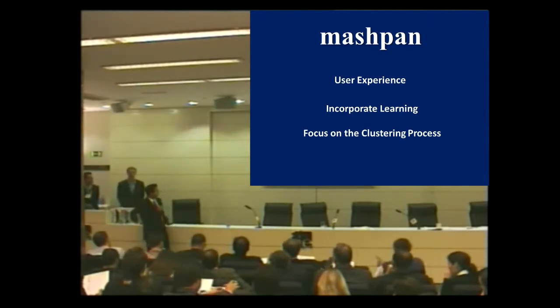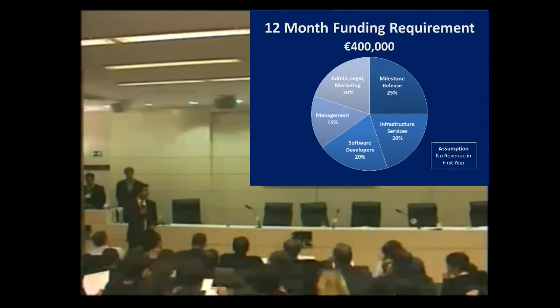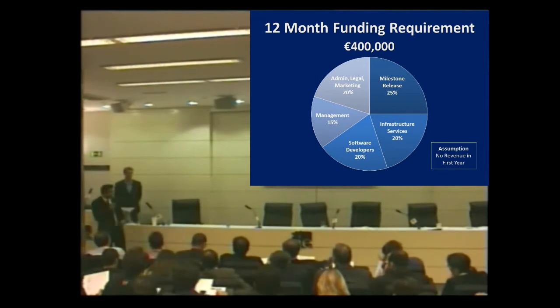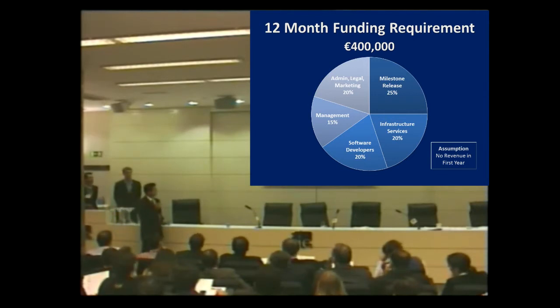Our funding requirements: 400,000 in the first year. 100,000 of this is milestone release funding. One of our biggest fears is that we grow too quickly. We want to have the money ready so we can pay for the infrastructure services and additional people to help manage these additional users. This is if we go over 130,000 people in the first year.